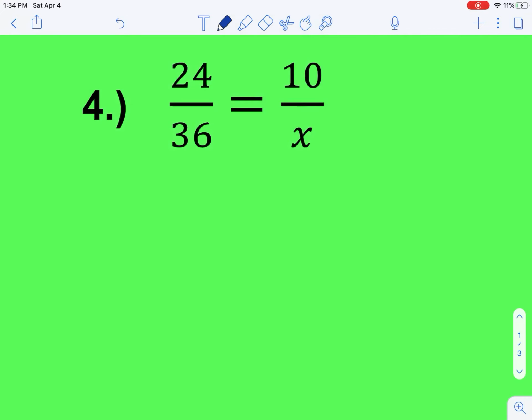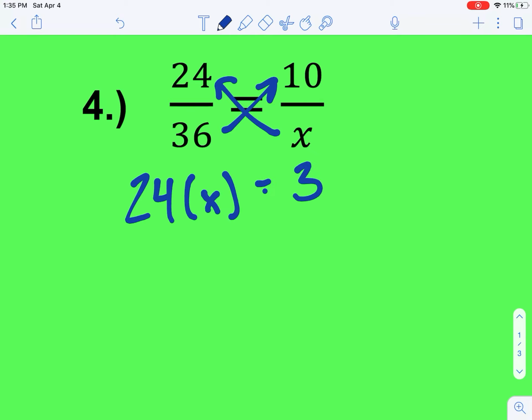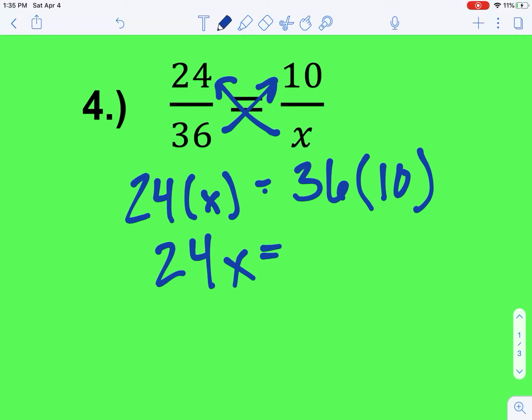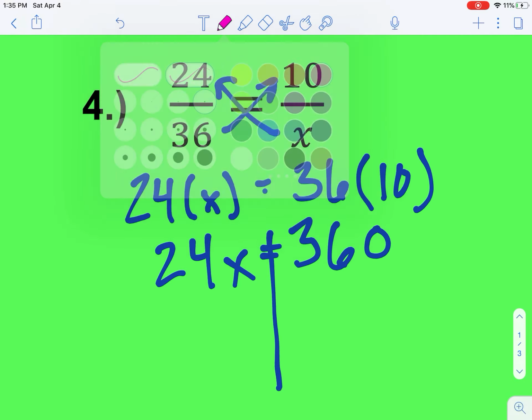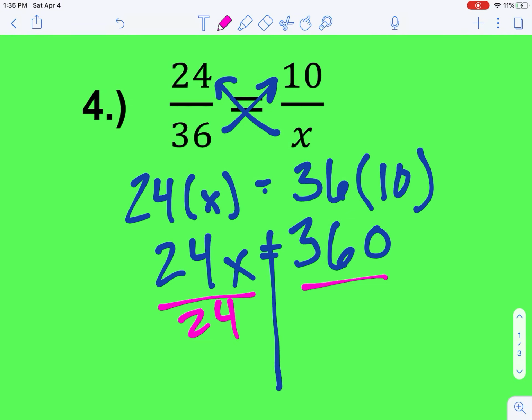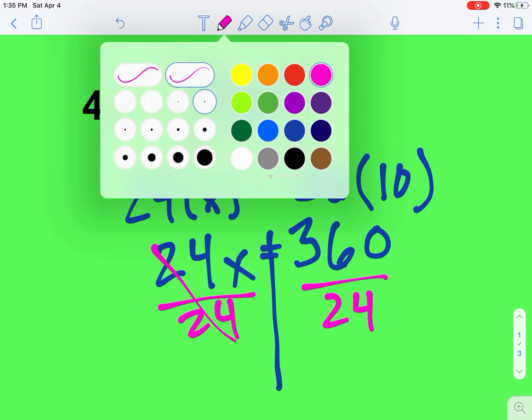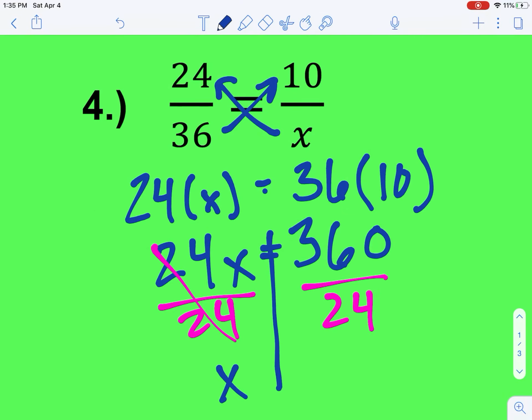Number 4, 24 over 36 equals 10 over x. So I'm going to draw my lines, and I like to always start with my variable. So 24 times x equals 36 times 10. So when you clean this up, I've got 24x, and 36 times 10 is 360. Now I need to get rid of that 24, so I'm going to divide by 24 on both sides. And these 24s cancel out. And I end up with x equals, I'm going to use my calculator for this one, 15.